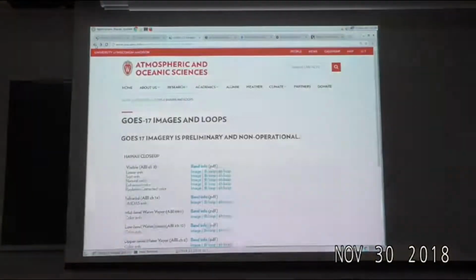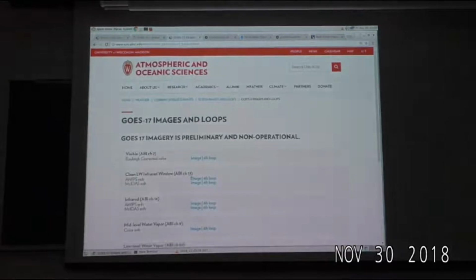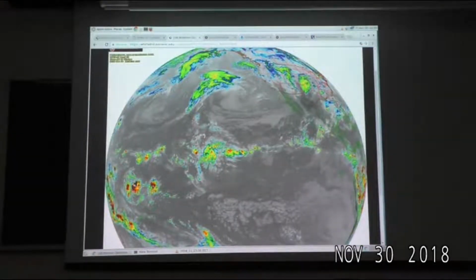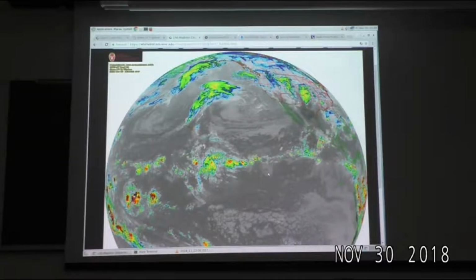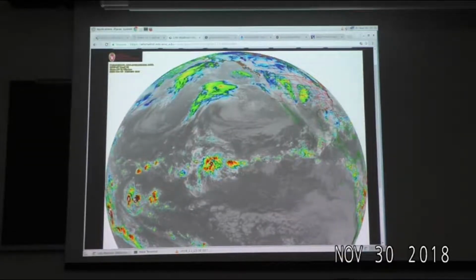So that's out there as well. And then for the 15-minute full disk imagery, obviously there's the full disk stuff. This stuff is just spectacular. Watching the ITCZ and stuff that's going on. Pole to pole, the whole Pacific Ocean, basically from the west coast of South America all the way over to New Zealand is over here.